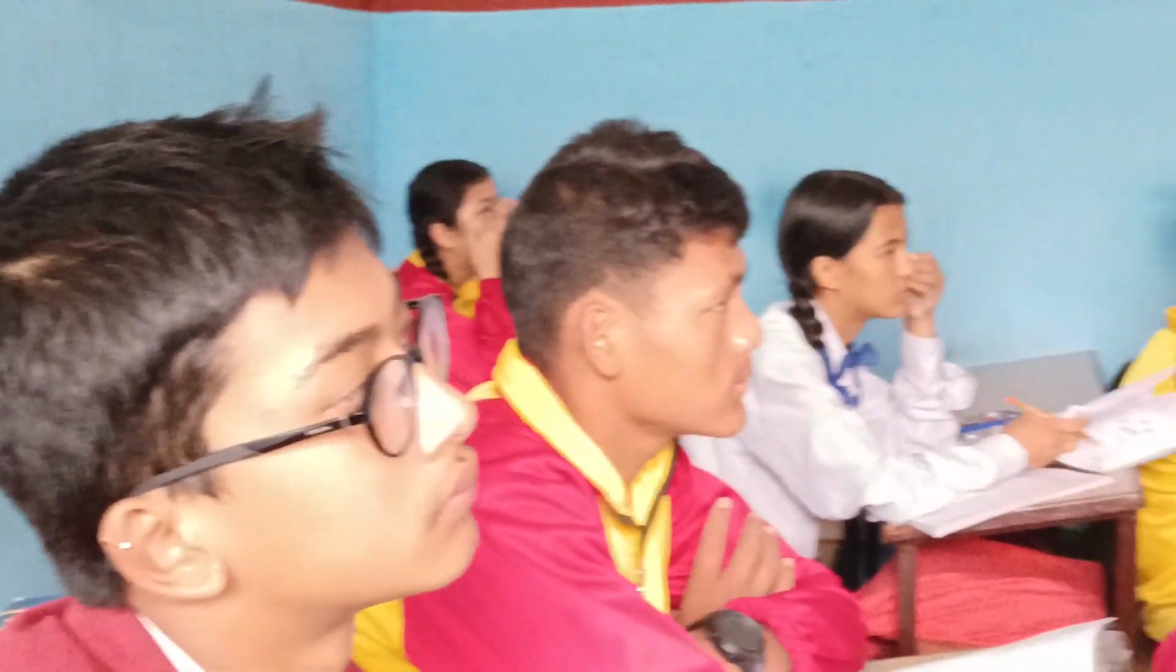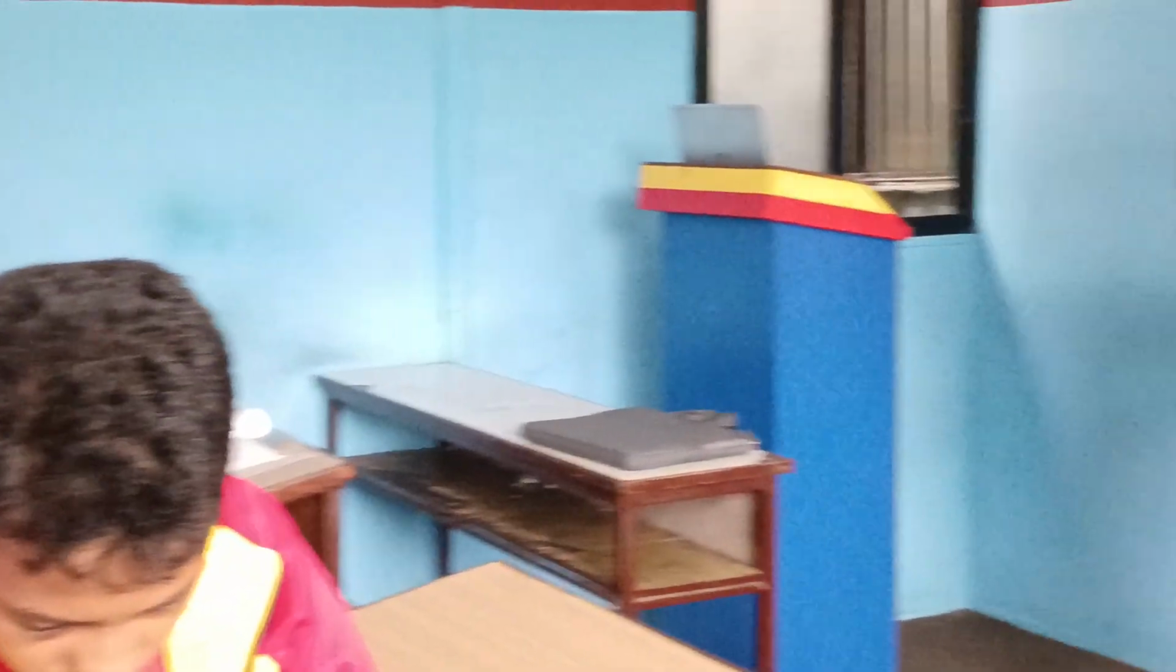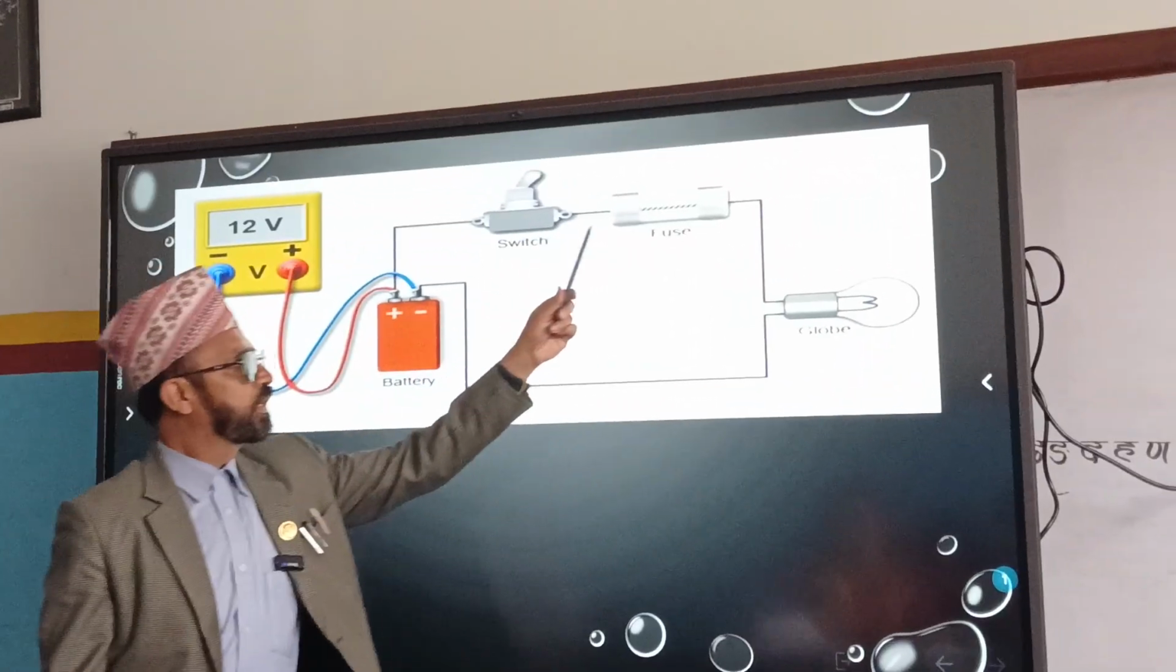Here is one circuit. I will show you the circuit. So, children, what type of circuit is it? Is it an open circuit or a closed circuit? Why closed circuit? Because everything is connected, right? So, what is here? Switch. Switch is on. Here is a fuse.